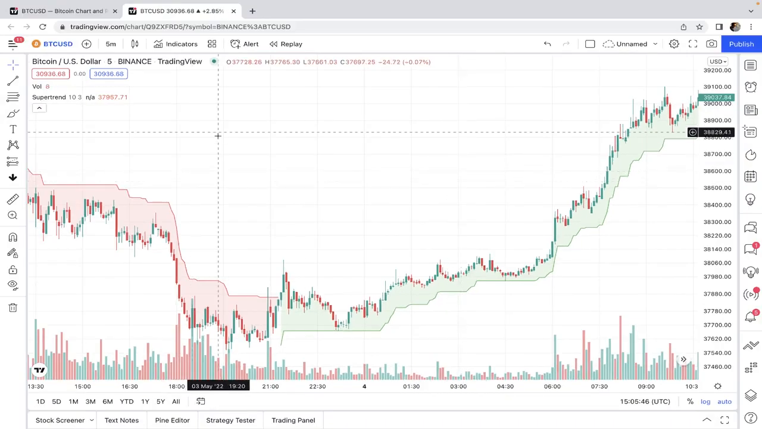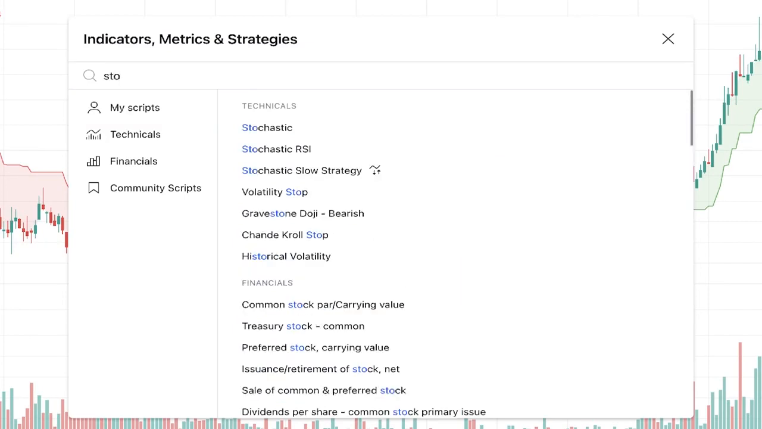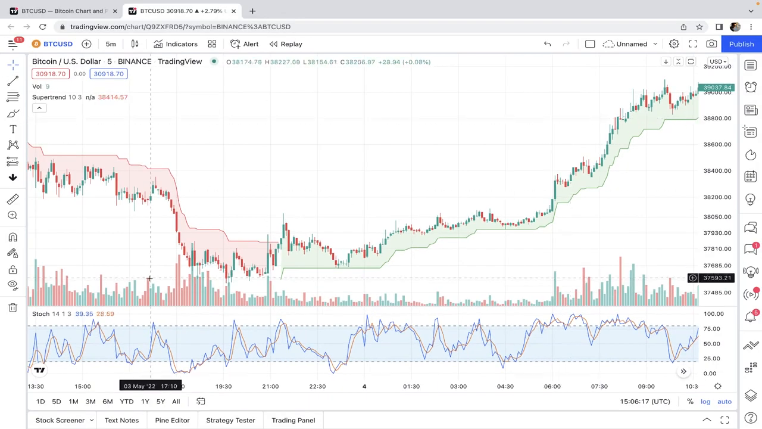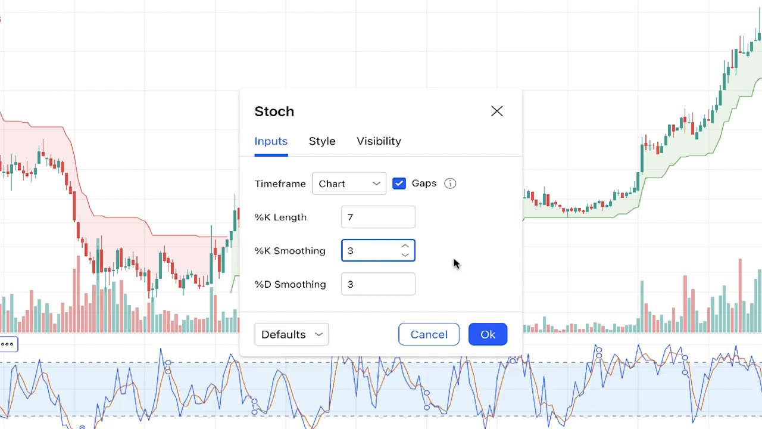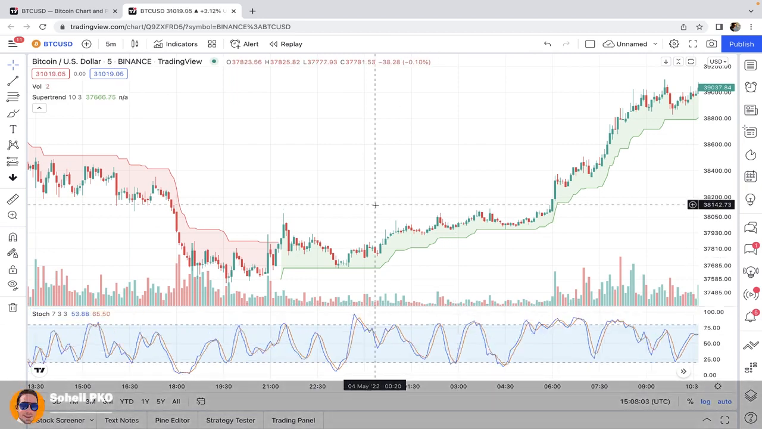And the second indicator that we want to add to our chart is stochastic oscillator, this one. For this indicator, we must change its settings so it can better match with this low time frame and our analytical approach. For the K% length, we set 7, and for the K% smoothing, we set 3, and for the D% smoothing, 3 is okay. We click on OK. And here we go. Alright, now everything is set and let's see how we trade based on this strategy.